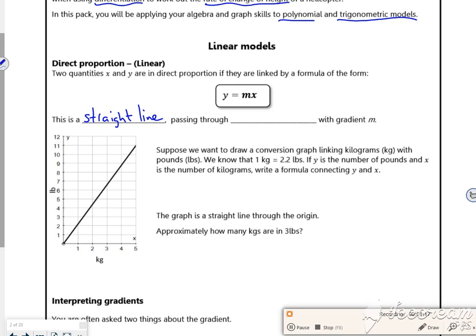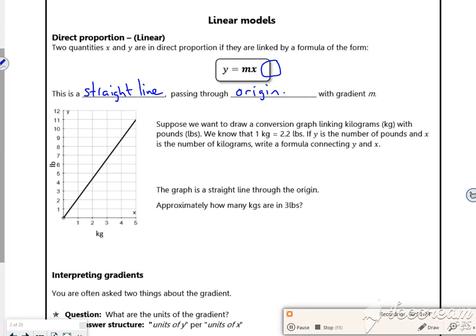And this one, there's no plus c there, is there? So it goes through the origin. There. So we've got something for pounds and kilos. So we know that 1 pound is 2.2 kilos. So we know, if I draw a little triangle there, that the gradient is 2.2 over 1. So we know that m is 2.2 over 1. So we're going to have y, which is its weight in pounds, is 2.2x, its weight in kilos. So that's dead straightforward. We've done that in GCSE.